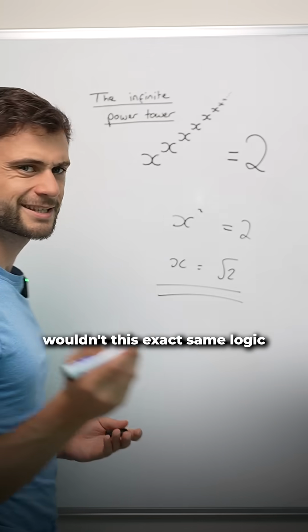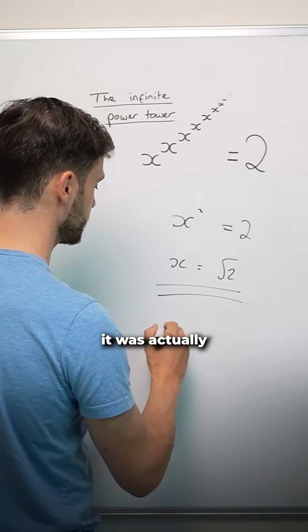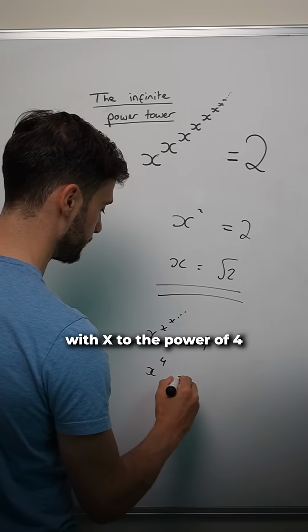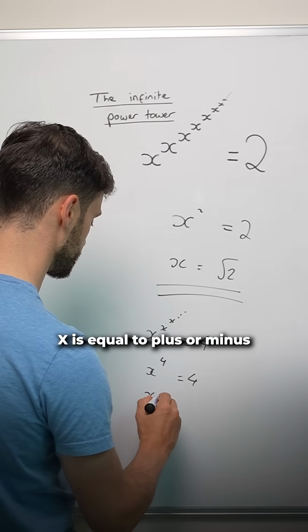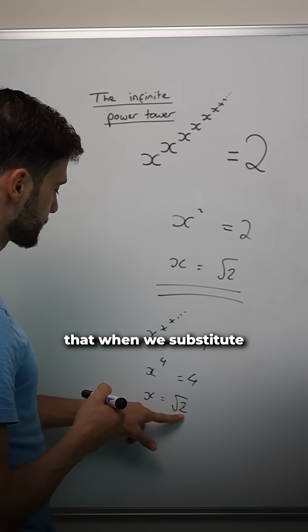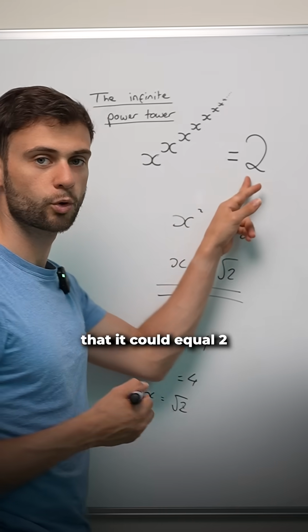But then wouldn't this exact same logic work if at the beginning our power tower was actually equal to 4, and then we replaced it with x to the power of 4 is equal to 4, and then again we're going to get x is equal to plus or minus, but of course it's just going to be positive, the square root of 2. So does that mean that when we substitute x in here as root 2, we get two different answers, that it could equal 2 or it could equal 4?